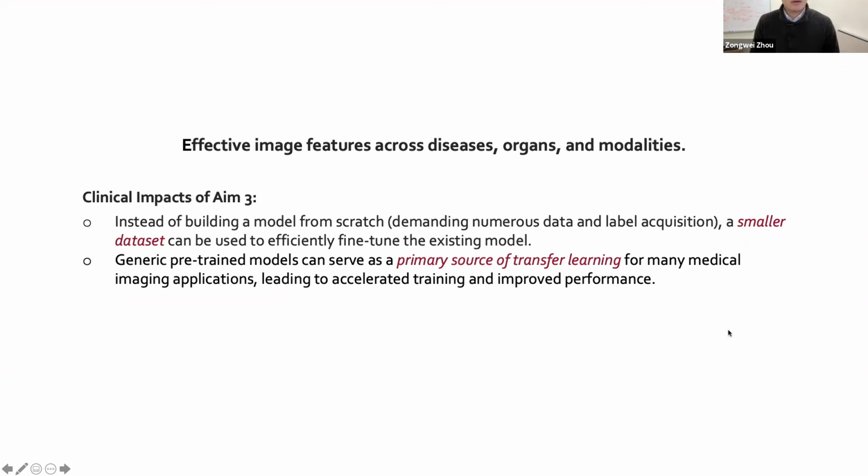And this work has great potential clinical impact, because instead of building a model from scratch, which demands numerous data and labor cost, a smaller data set can be used to efficiently fine-tune the existing model. The generic pre-trained models can serve as a primary source of transfer learning for many medical imaging applications, leading to accelerated training and improved performance.